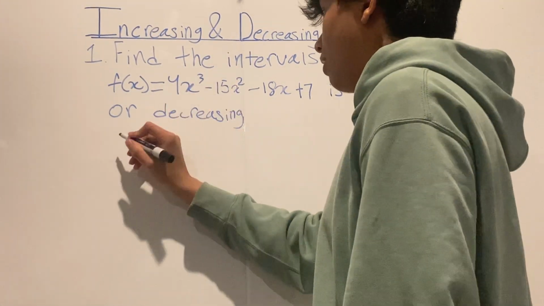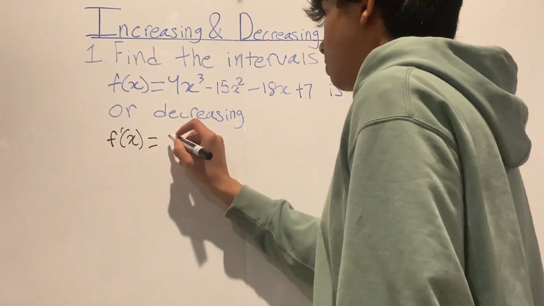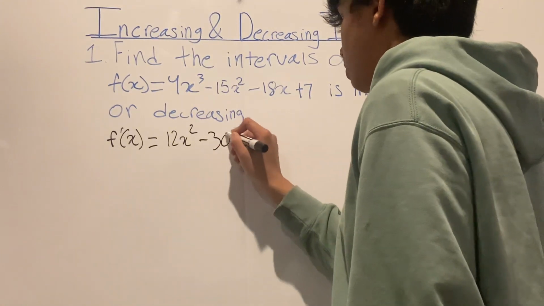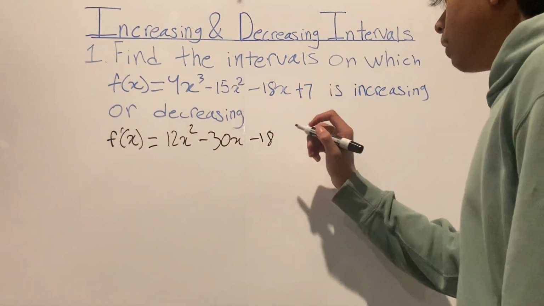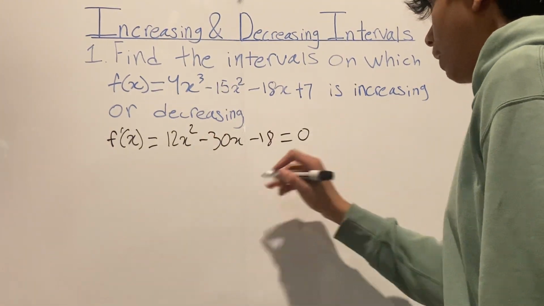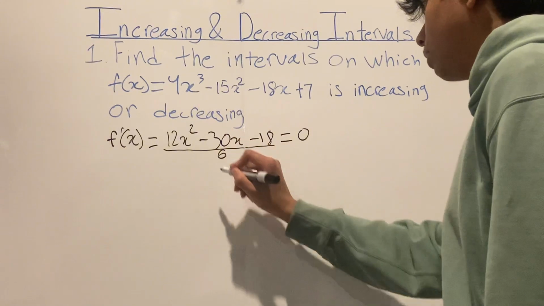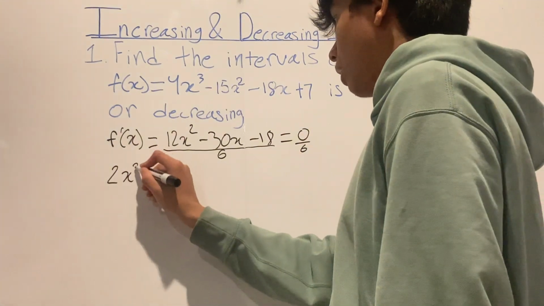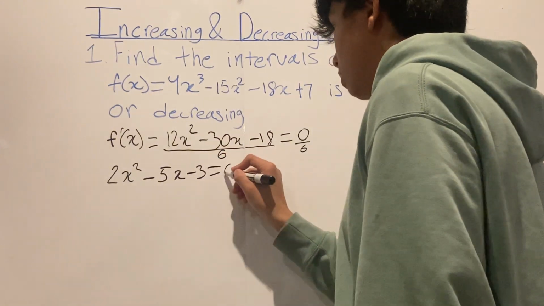So first, let's find what f prime of x is. Just by using the power rule, this becomes 12x squared minus 30x minus 18. And the 7 goes away because it's a constant. Now we just have to set this equal to 0 and find x. We can already see that we can divide everything by 6 on both sides, so we end up with 2x squared minus 5x minus 3 equals 0.